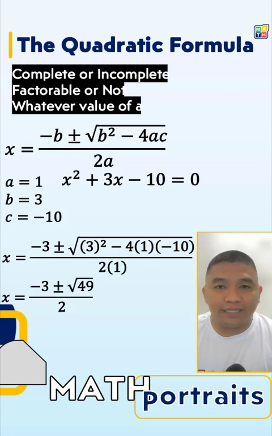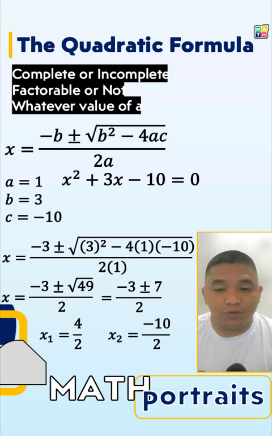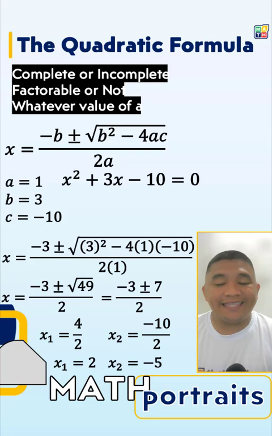Since 49 is a perfect square number, and even if it's not, we are expecting to have 2 possible answers here. But in this case, we have negative 3 plus or minus 7 all over 2. Let's take the plus for our x sub 1. So negative 3 plus 7 is positive 4 over 2. And let's take the subtraction for our x sub 2. Negative 3 minus 7 is negative 10 all over 2. Simplifying them, our roots for this quadratic equation using the quadratic formula are 2 and negative 5.